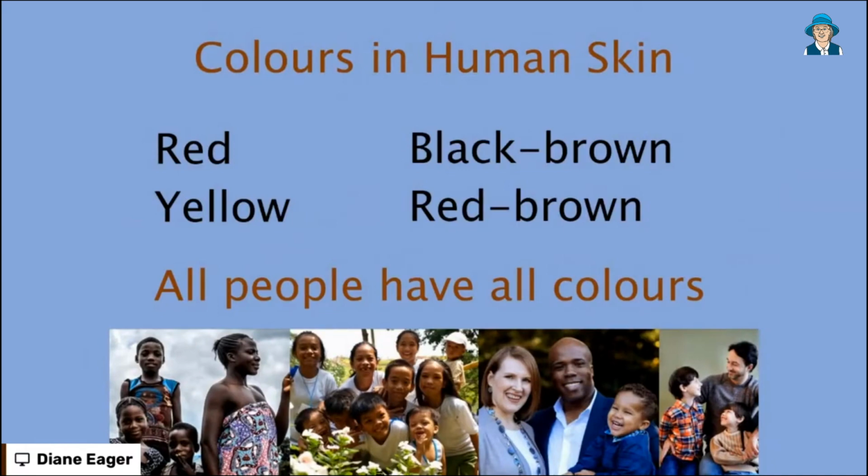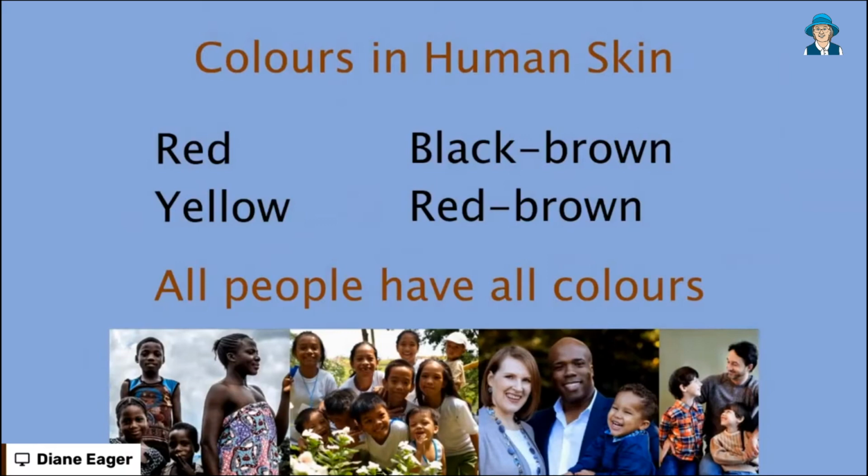And that is because there are more than one color in human skin. So nobody is all red or all yellow, and certainly no one is all white. There is no white pigment in human skin. So let's have a look at the colors we do have that show up when you look at someone and see their skin. So we do have red and yellow, and then we have a couple of shades of brown. One is a very dark brown, almost black, and one is a sort of red brown.